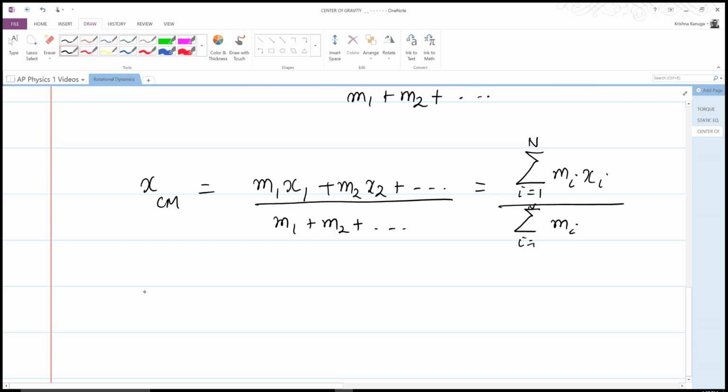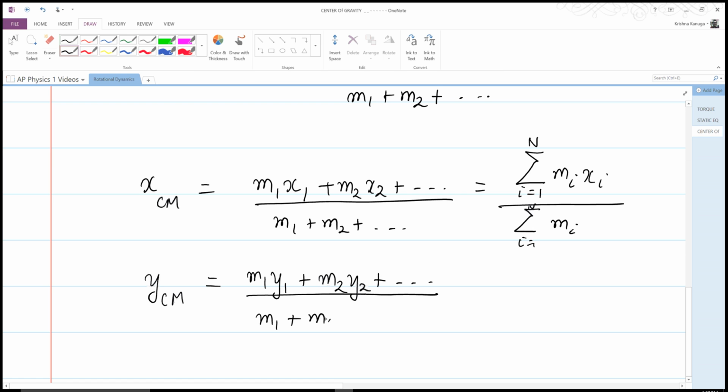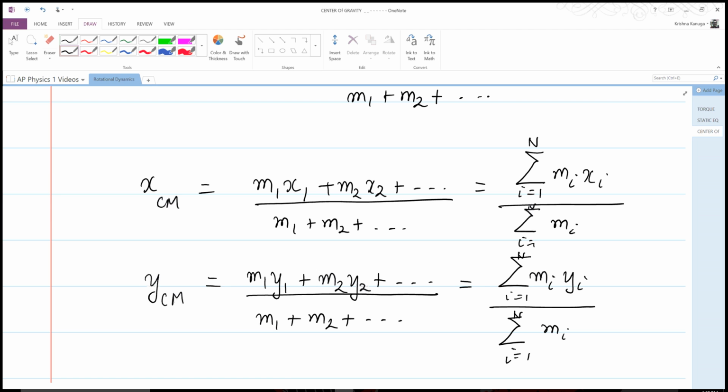And I can write the same thing for the y center of mass. The y center of mass would be m1 y1 plus m2 y2 plus ... divided by m1 plus m2 plus ..., and this is obviously equal to the summation from i equals 1 to n of mi yi, divided by the summation from i equals 1 to n of mi. So this is how we define the center of gravity. We could write the same expression for a z coordinate, but as far as we're concerned, we'll just stick with the x and the y coordinates. And in the next video, we'll do a couple of simple calculations of determining the center of gravity.